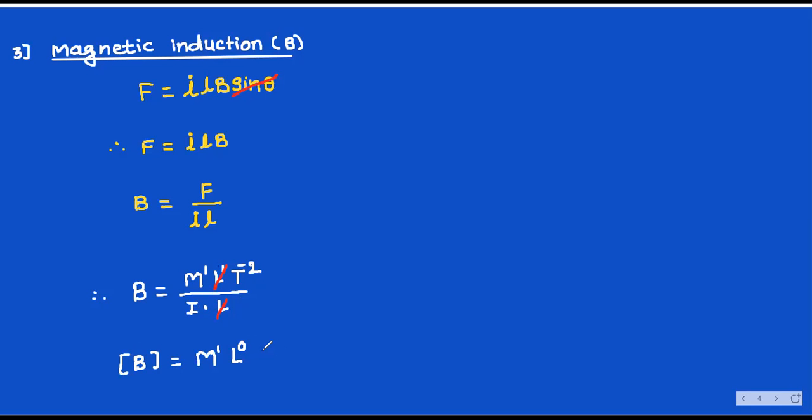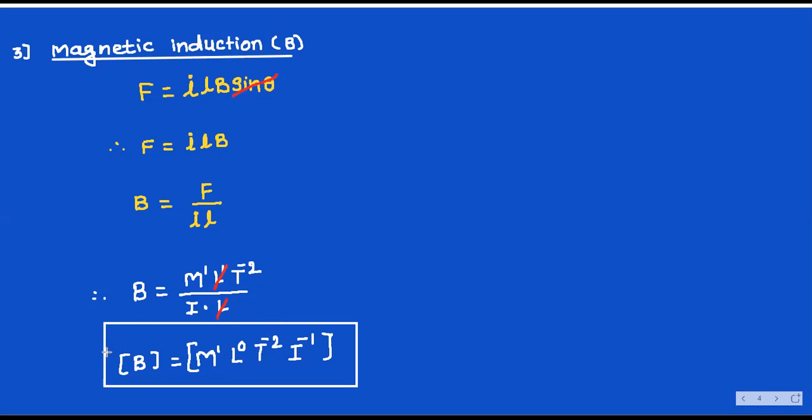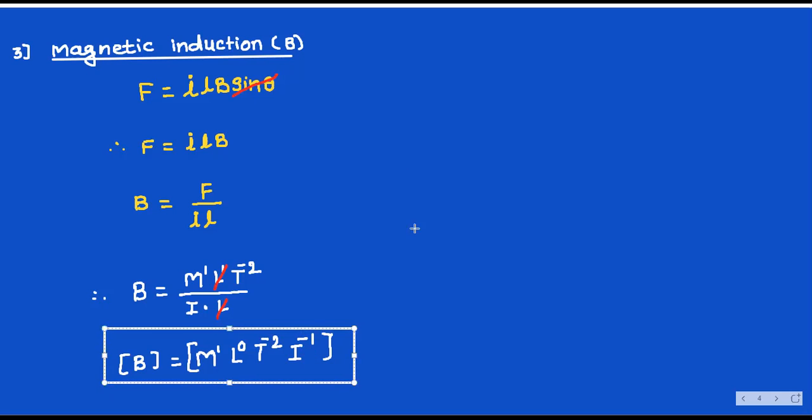This I, when it is going up, so first I am writing time, and then when this I is going up, it is going to be power minus 1. And therefore the dimensions of magnetic field induction are: 1 in mass, 0 in length, minus 2 in time, minus 1 in current. Okay, is it easy? Very, very easy. Once you understood, it is very, very easy. Okay, next one.